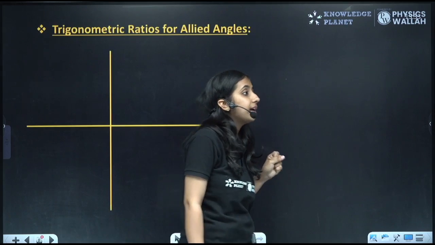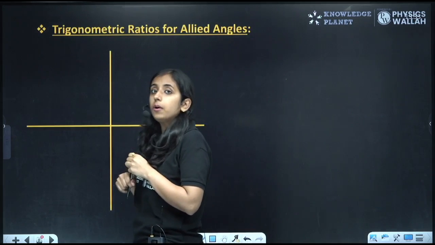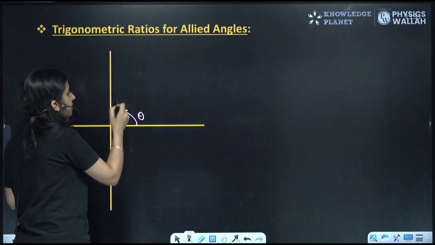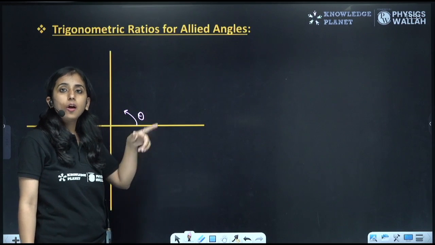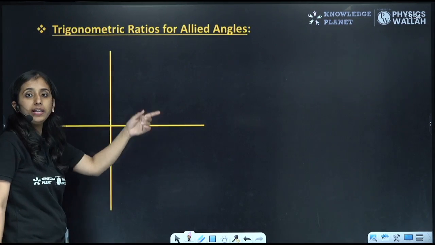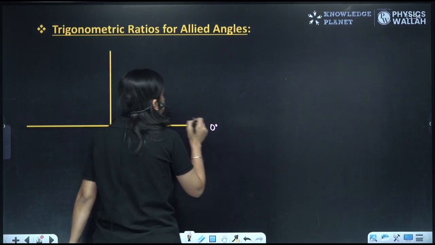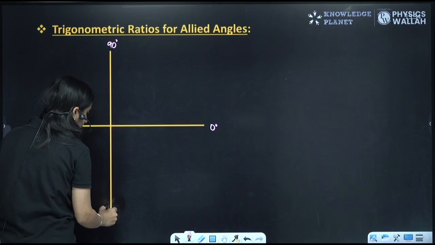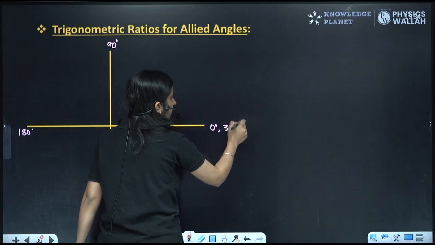Now let's find the values of these trigonometric functions for allied angles. If I have a Cartesian coordinate system, then we measure the angle like this. The anti-clockwise direction of measuring theta is taken as positive and clockwise is taken as negative. Now we can define a complete 360 degree angle or 2 pi radian angle in 4 quadrants, that is 0 degree, 90 degree, 180 degree, 270 degree and then again 360 degree.